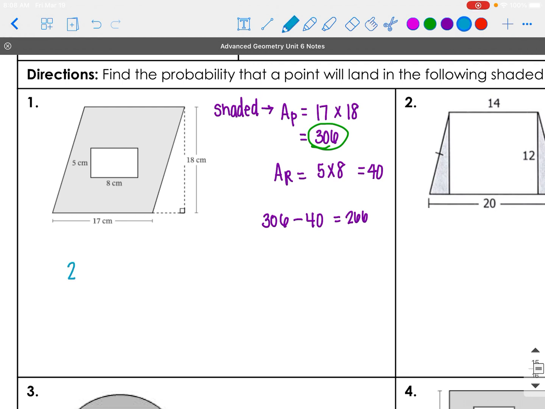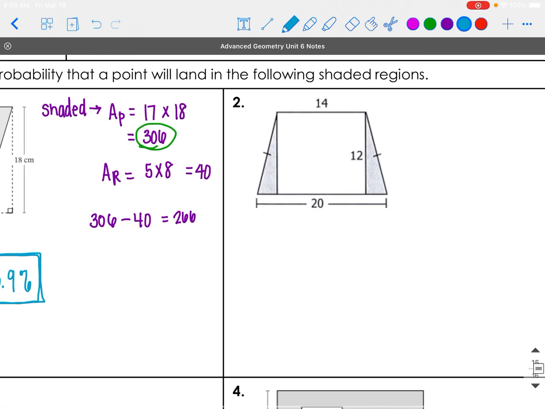The area of the whole figure is 306. So we take 266, the area of the shaded, divided by the whole outside figure, 306. You get point 869, but we're going to give it as a percentage, which would be 86.9%. So we have about an 87% chance of landing in the shaded region.